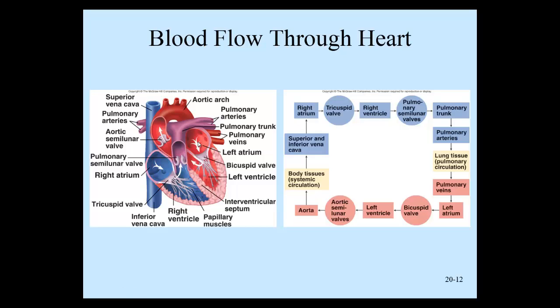That blood then flows through the left AV valve into the left ventricle, and when the left ventricle contracts, that blood is sent out via the aorta, passing through the aortic valve to the rest of the body. So we can see the left ventricle to the aortic valve to the aorta back to the body tissues. And this is the ready supply of oxygen to the body tissues from the left side of the heart.